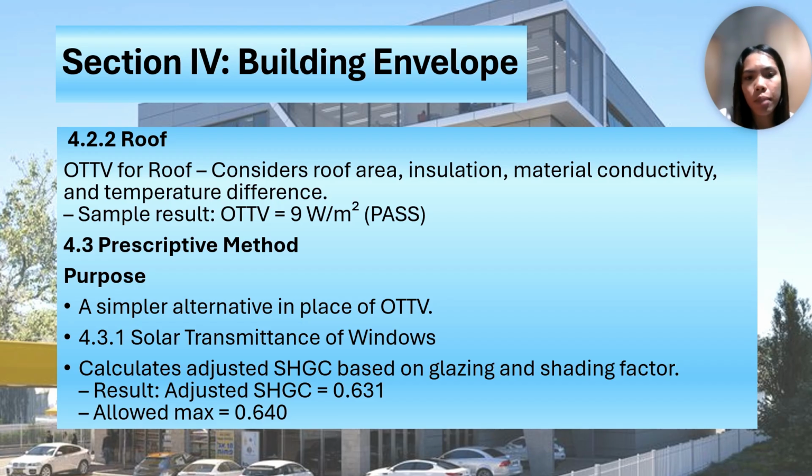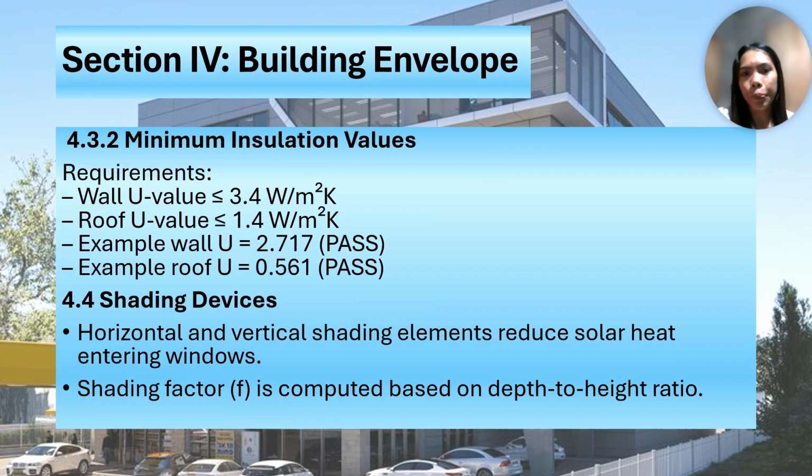Next is the solar transmittance of windows. So we calculate the adjusted SHGC based on glazing and shading factor. The result: adjusted SHGC is equal to 0.631. Allowed max is 0.640. So the windows must limit solar heat gain based on WWR.